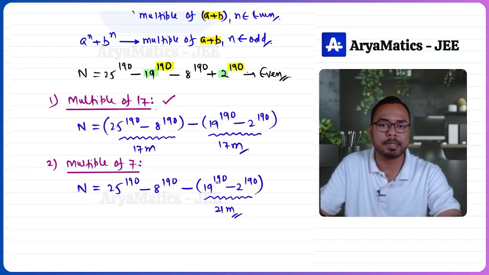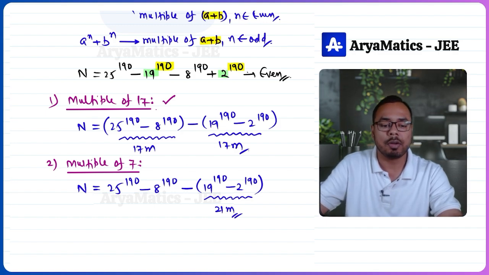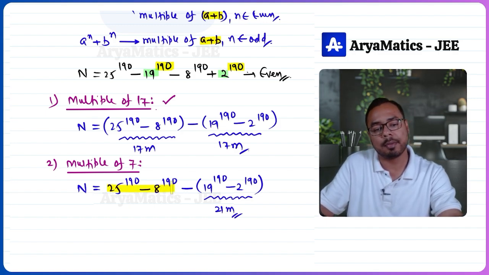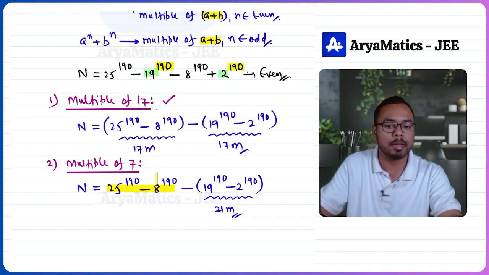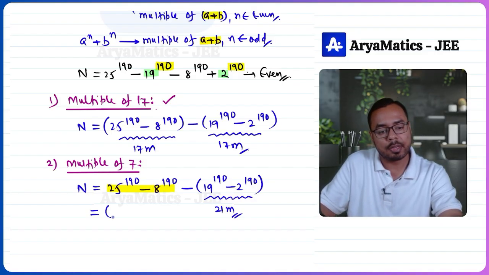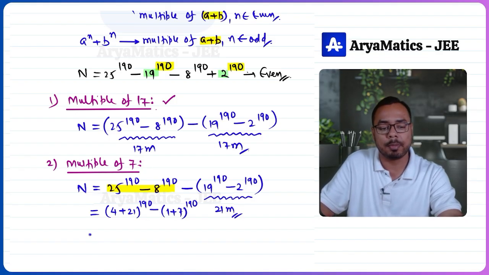When we divide this one by 7, the remainder will be 0. So now we need to focus on this number only. We have to see what the remainder will be when you divide this number by 7. For that, 25 you can write as 4 plus 21 raised to 190, and 8 you can write as 1 plus 7 raised to 190, and now use the binomial theorem.